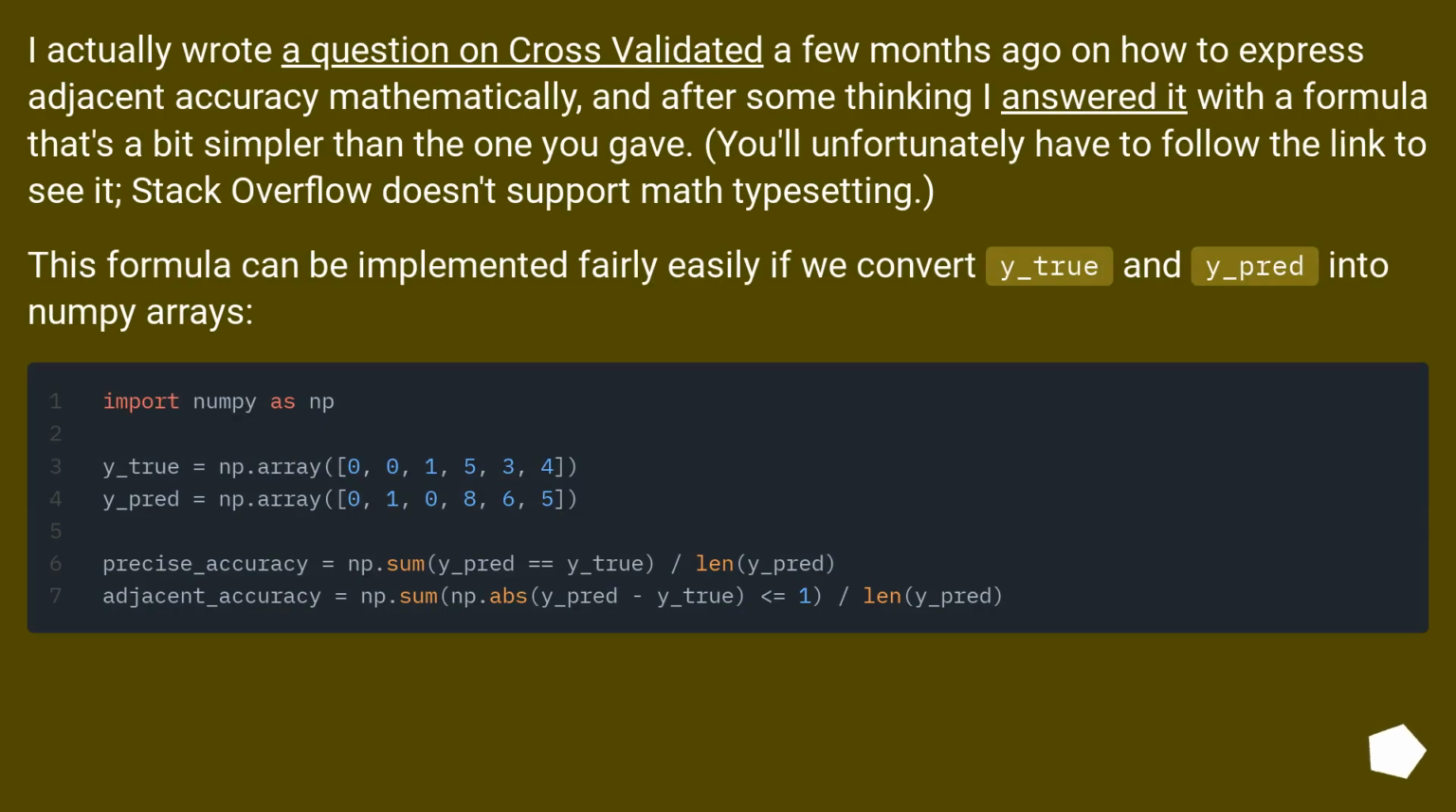I actually wrote a question on Cross Validated a few months ago on how to express adjacent accuracy mathematically, and after some thinking I answered it with a formula that's a bit simpler than the one you gave. You'll unfortunately have to follow the link to see it. Stack Overflow doesn't support math typesetting. This formula can be implemented fairly easily if we convert y_true and y_pred into NumPy arrays.